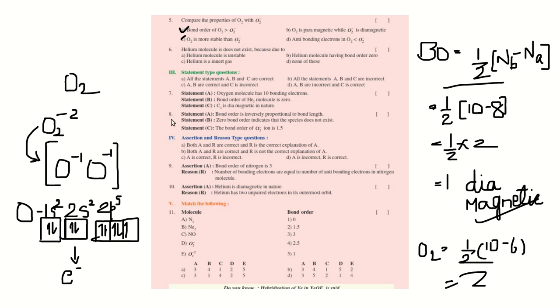Next, helium molecule does not exist. We have to tell the reasons. A and C are the reasons. That means helium molecule is unstable and it is an inert gas. Statement type questions. Oxygen molecule has 10 bonding electrons. That is true. Bond order of He2 is 0. That is also true. C2 is diamagnetic in nature. That is also true. And the option is A.